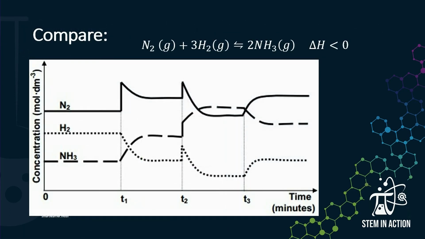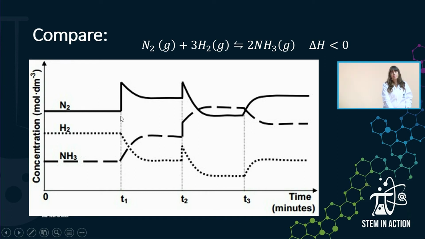Let's have a look at this graph of concentration versus time, where there are a number of changes that have occurred to the equilibrium. So if we have a look at the graph, we can see here at the beginning the concentrations are all constant, telling us that the system is at equilibrium. At T1, there is a sharp increase in the amount of nitrogen, which tells me that the concentration of the nitrogen has been increased.